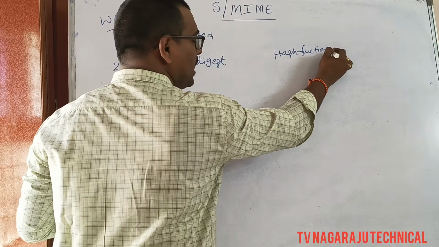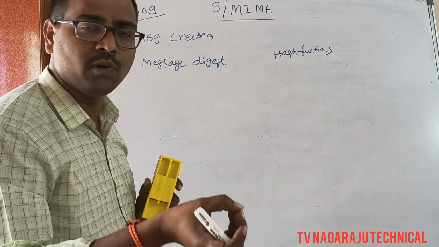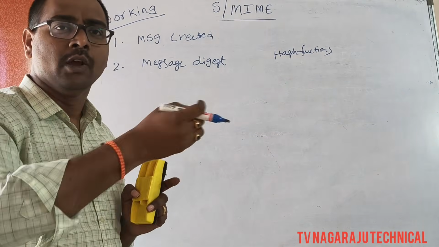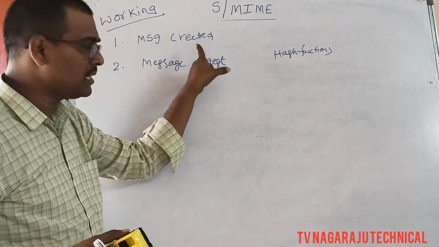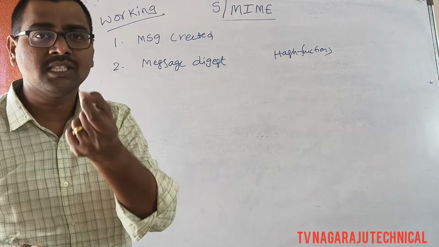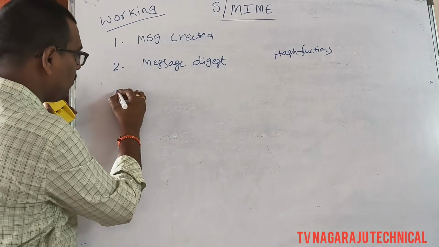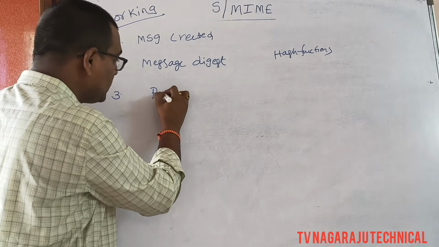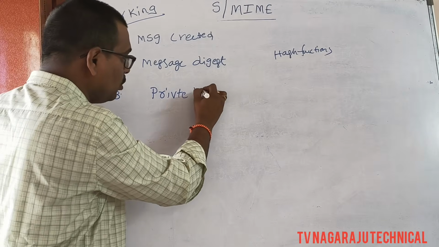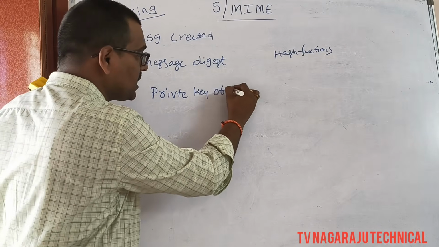We already know some hash functions like SHA-1, SHA-512, and MD5 for 128-bit. Apply any hash function on the created message. One message digest is generated. Now, that message digest is encrypted by using the private key of the sender.